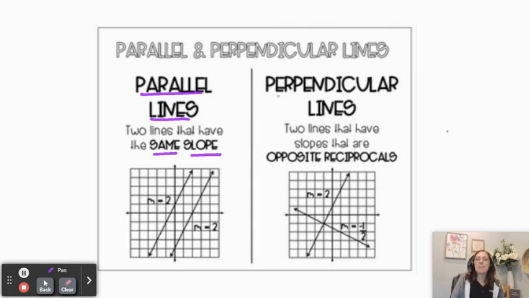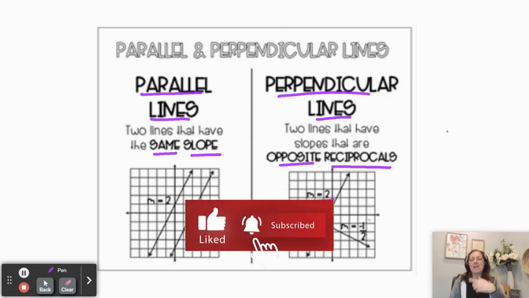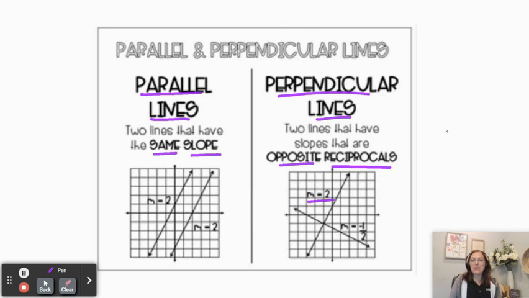The second one is that perpendicular lines have opposite reciprocals. Opposite meaning one is positive, one is negative, and reciprocals means that we flipped one and got the other. So if you see here in the example where the slope is 2, the perpendicular slope is negative, that's the opposite part, and the reciprocal: if you take 2 over 1 and you flip it, you would get 1/2.